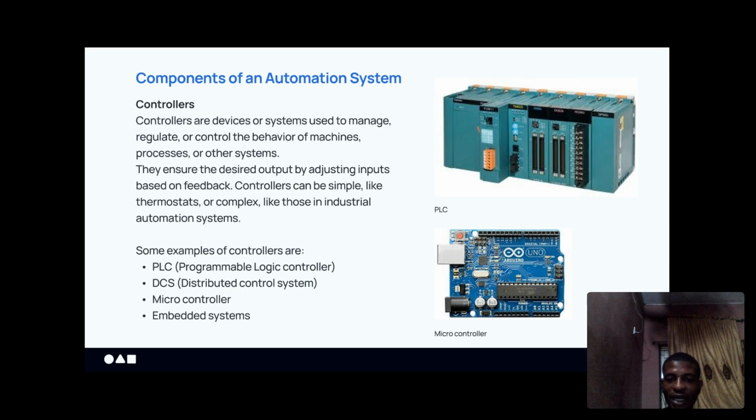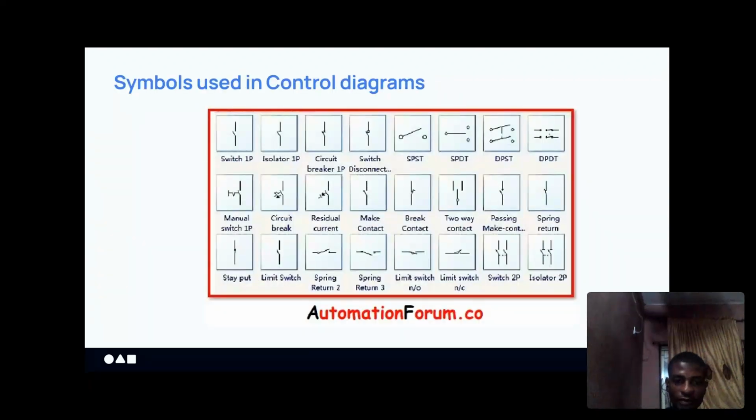Maybe like in your car dashboard control system, there will be a lot of microcontrollers used, so we term it an embedded system. But when you are using a single microcontroller, it's just a microcontroller. So, the symbols used in control diagrams.